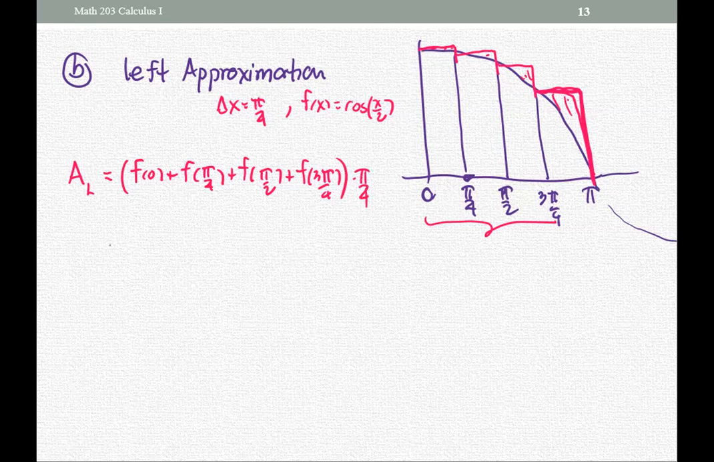Same setup. Go ahead, put it in the calculator and let me know what you get, or type in the chat or turn on the microphone to share with the class.